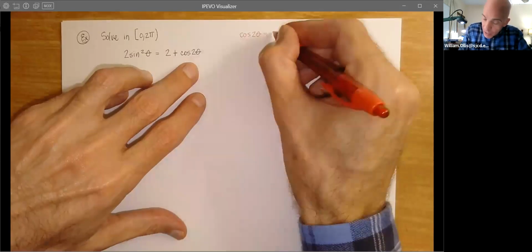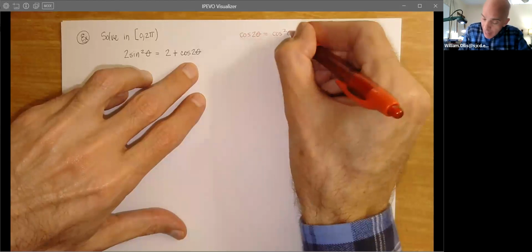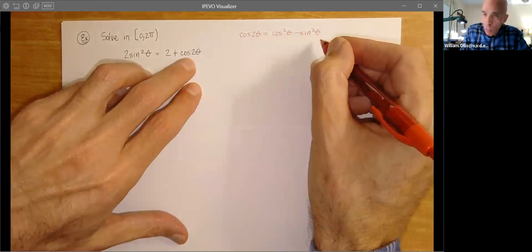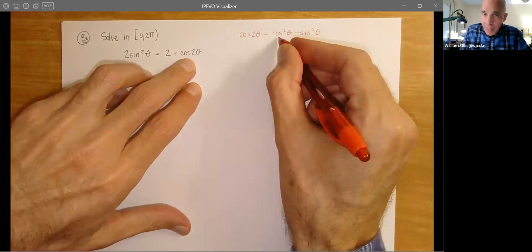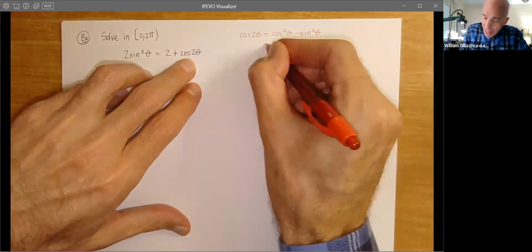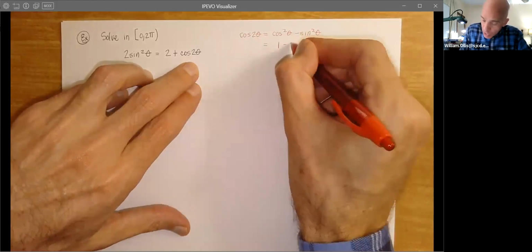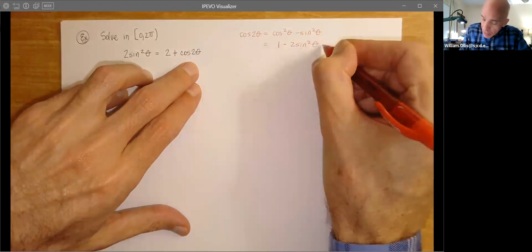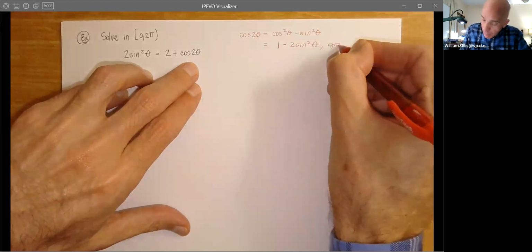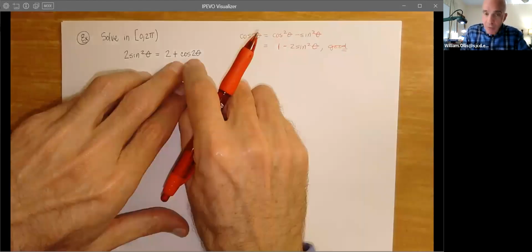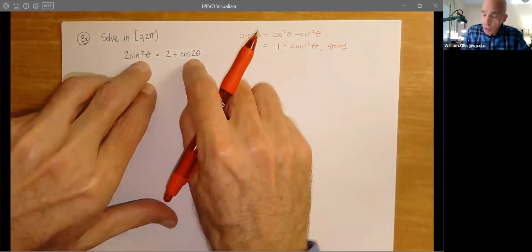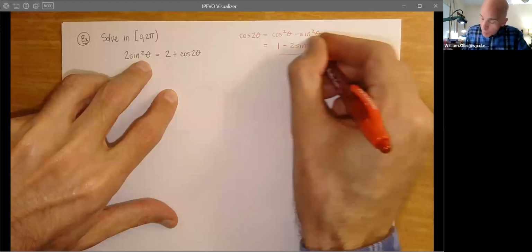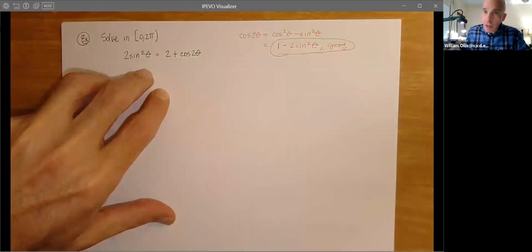We had cosine squared theta minus sine squared. And then the one that we want to use is where we replace the cosine squared with 1 minus sine squared. So we get 1 minus 2 sine squared theta. And this is good for our problem, because now we'll have an equation in terms of sine only. So we can use this replacement for the double angle of the cosine.